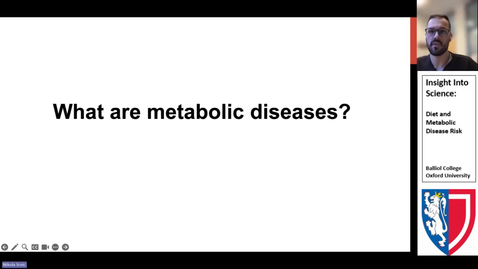Starting off the presentation, I mentioned we're going to be discussing metabolic diseases, but we need to know what they are first. So the first question I have for you is, what is a metabolic disease? Can you come up with a definition of what this is? I'll give you about a minute to either type it out in the chat or write it down on a sheet of paper that you have.